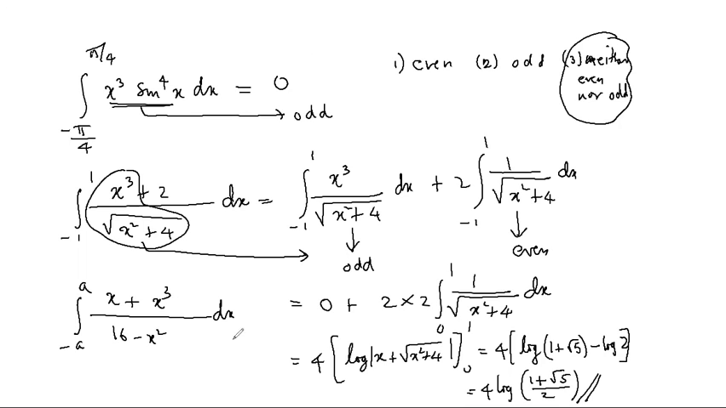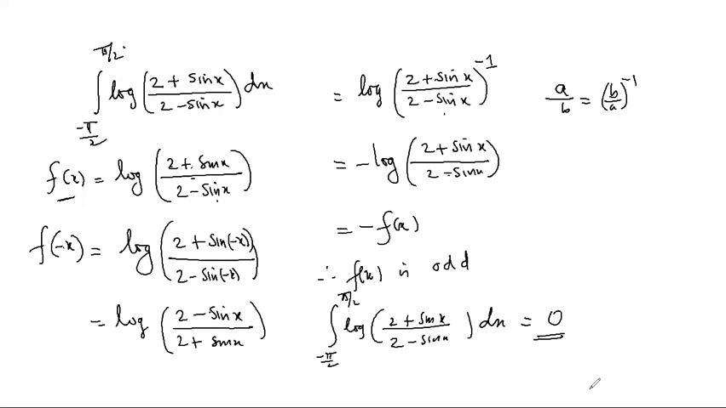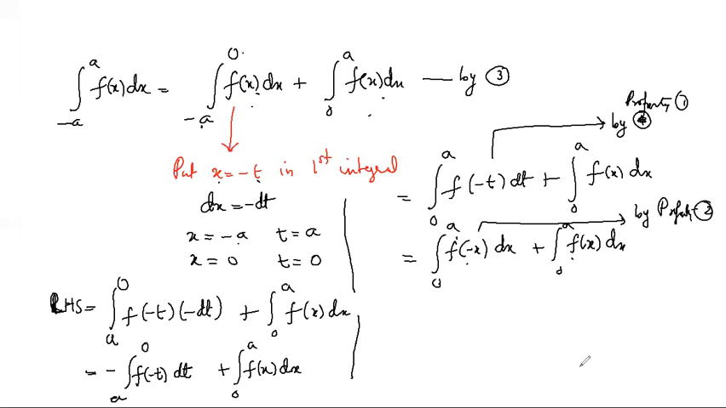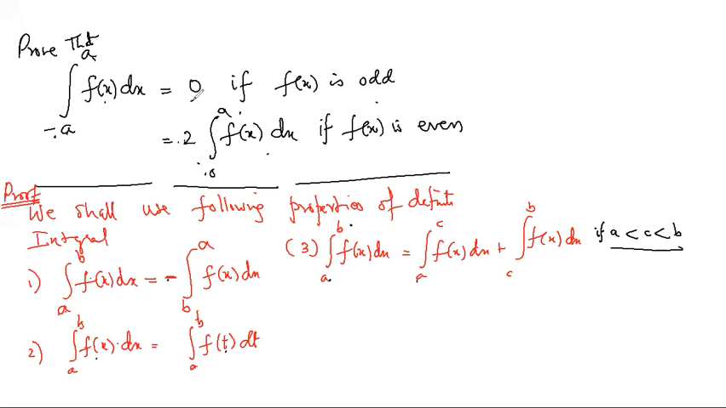What about the next one? Sir, how did this 2 into 2 come? Because in an odd function, the integral is 0, and in an even function, the limit minus a to a becomes 0 to a, and how many times? 2 times. So that's what has happened there.